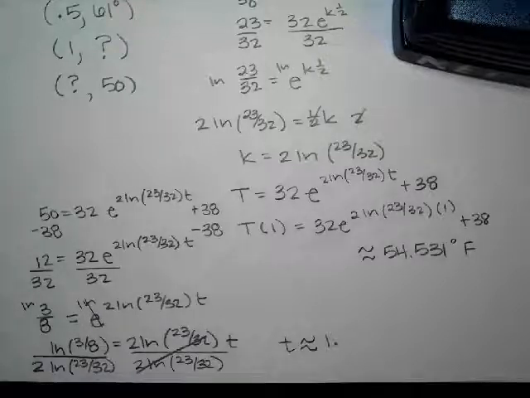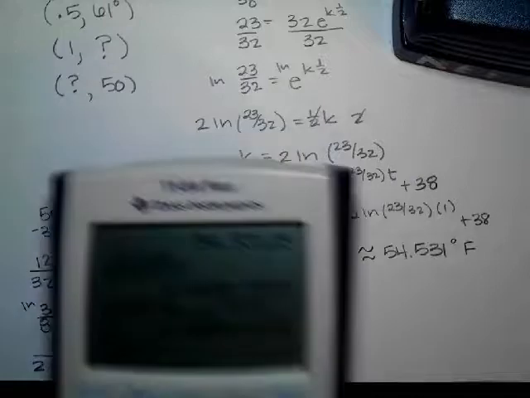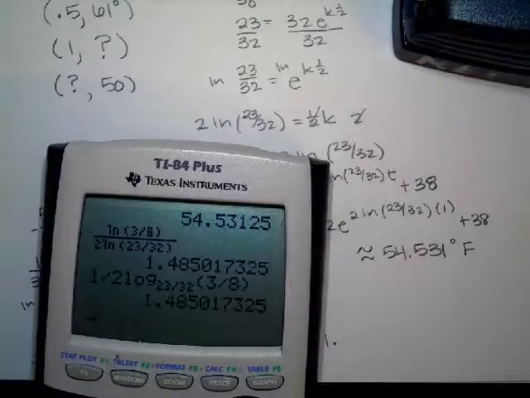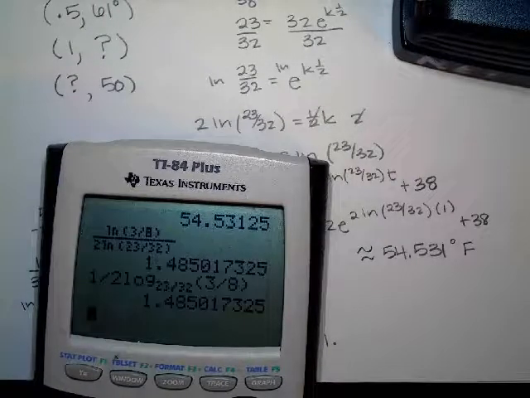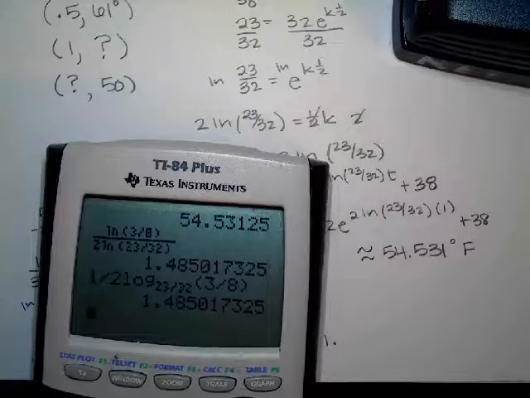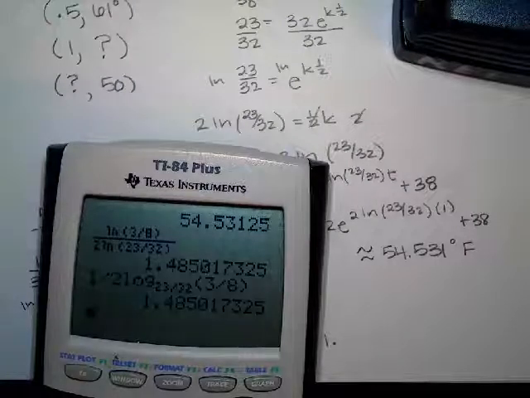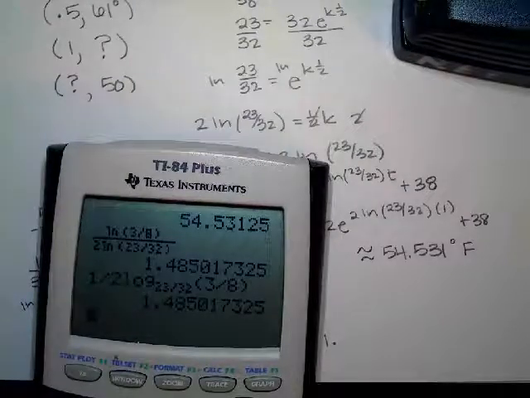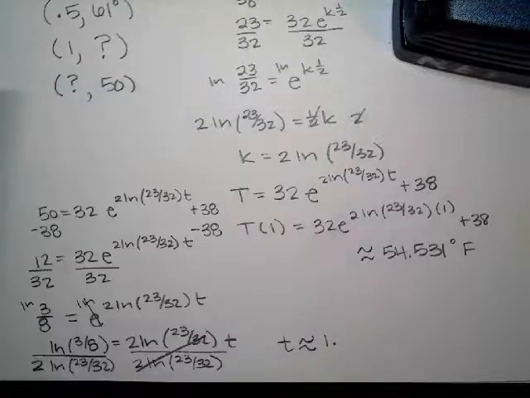You guys, look, I did my change of base again. Isn't that wild? Logs are so weird. I want to know why that works. I don't want to know why it works. It's magic. It's wild. Okay, 1.485. Make sure you can get it on the calculator.